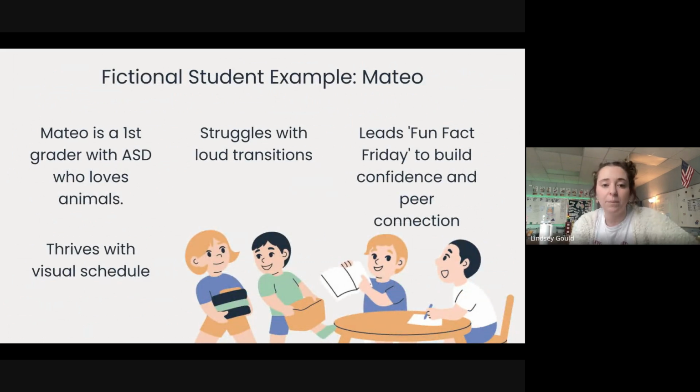This is an example of a fictional student. So, Mateo. This would be maybe what ASD could look like in a student. Mateo is a first grader with ASD who loves animals, thrives with visual schedules. That would be a great thing for gen ed teachers to know. Struggles with loud transitions, also a great thing to know. And leads Fun Fact Friday to build confidence and peer connections.